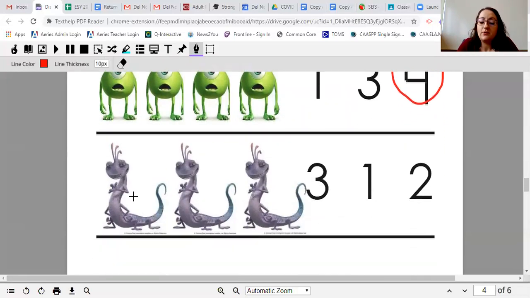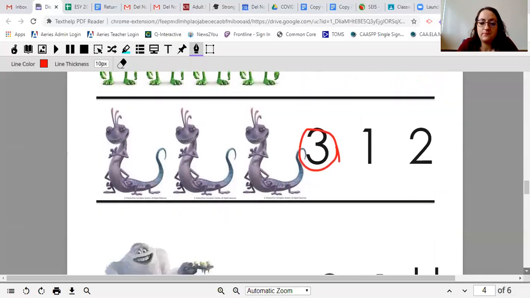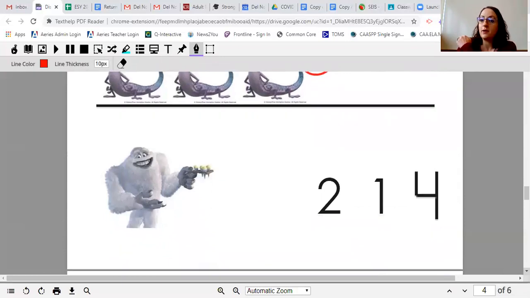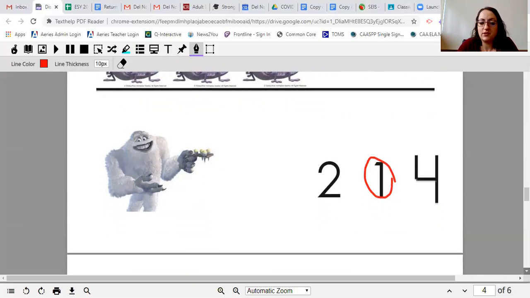And then here we're going to see how many Randalls we have. So we have 1, 2, 3. We're going to find the 3 and circle it. And then how many of the Abominable Snowman we have. So we have just 1. We're going to find our number 1 and circle it.